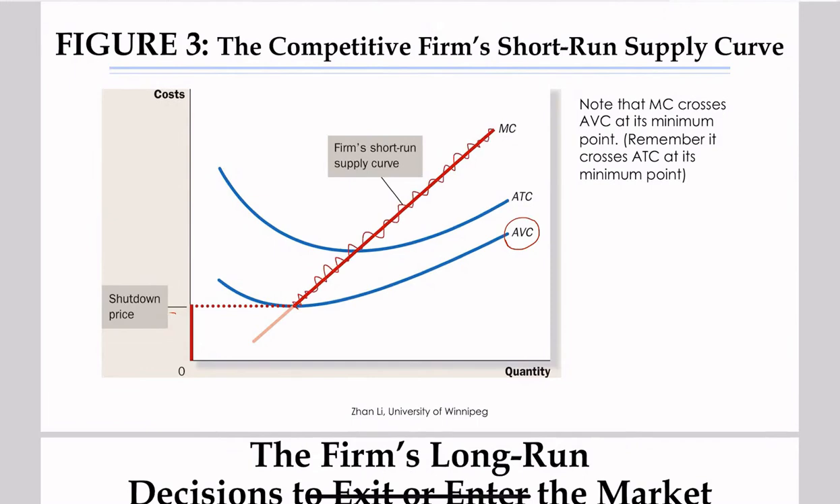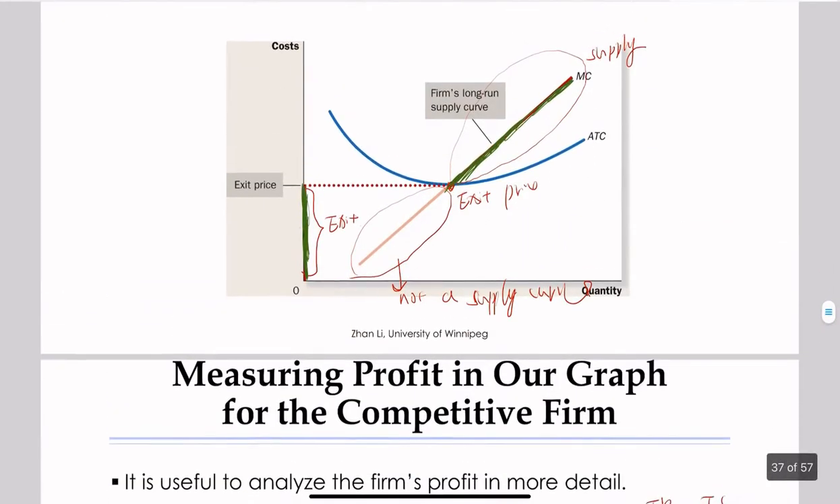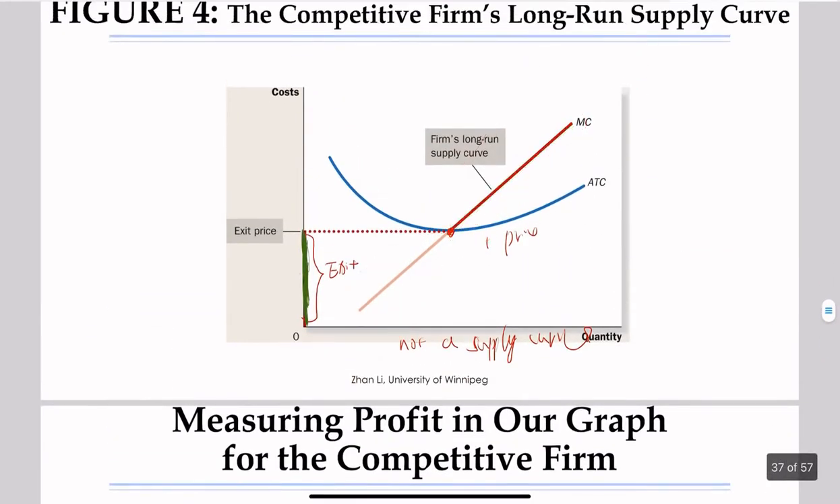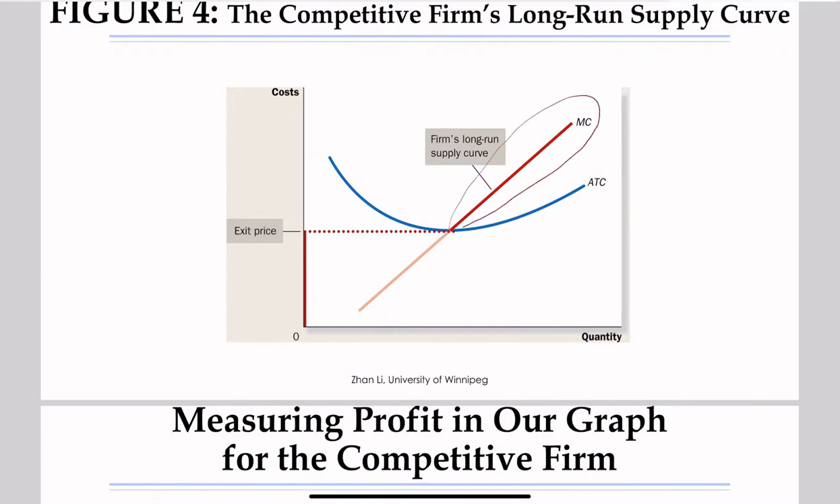And if price drops below the shutdown price, then the firm will just shut down. So we get a vertical line, which is the supply curve if the price is too low. And then very similarly, in the long run, when the firm can exit, its supply curve will be the marginal cost curve above the average total cost curve, and this vertical line below this exit price.